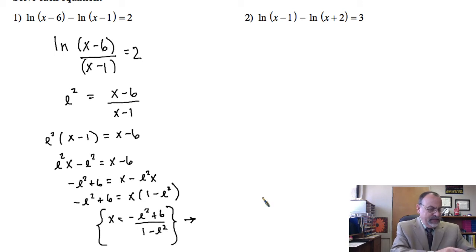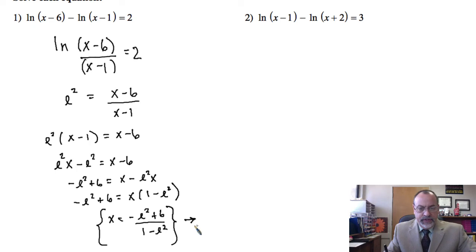So if I take this number, then negative e squared, I push enter, and then I'm going to add the 6, enter. That gives me the numerator. And then I'm going to divide that by, using parentheses to make sure 1 minus e squared is the denominator, equals, I get 0.2174.